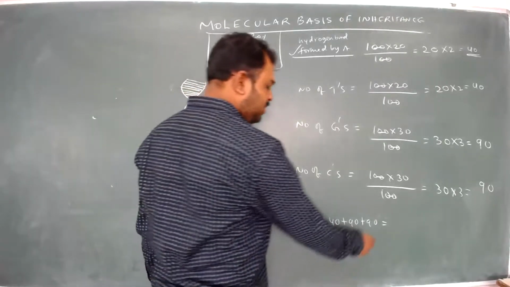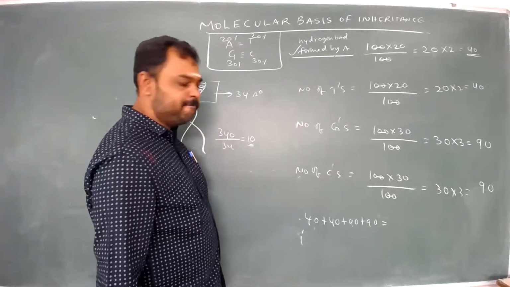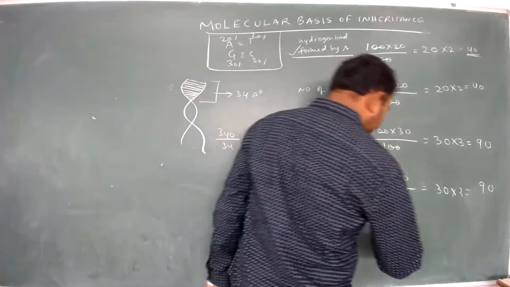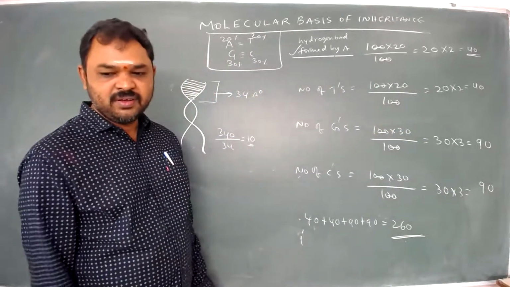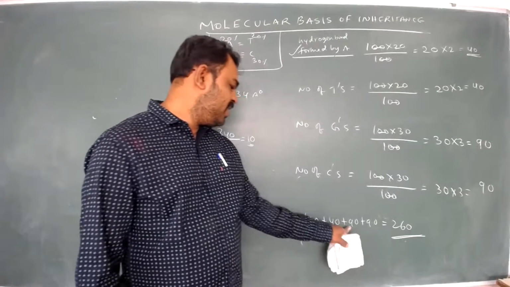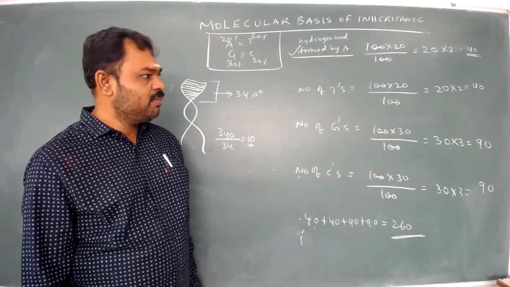And 170 plus 90, how many are there? 260. There are 260 hydrogen bonds. There is 90, 90, 180, 220 plus 40, 260. Total 260 hydrogen bonds will be there.